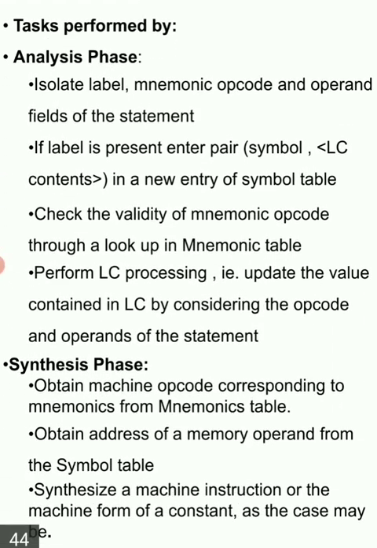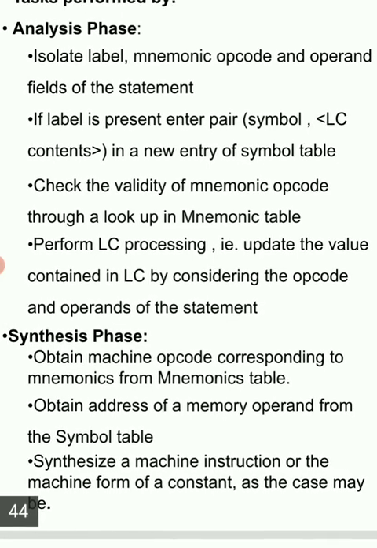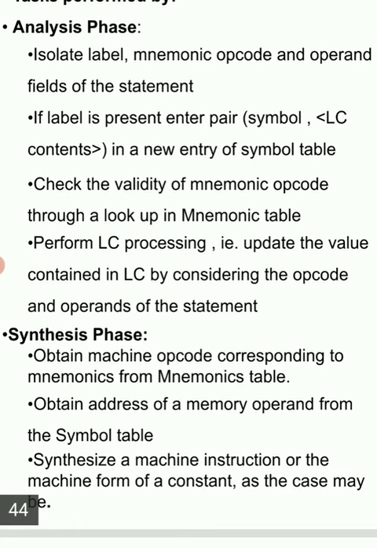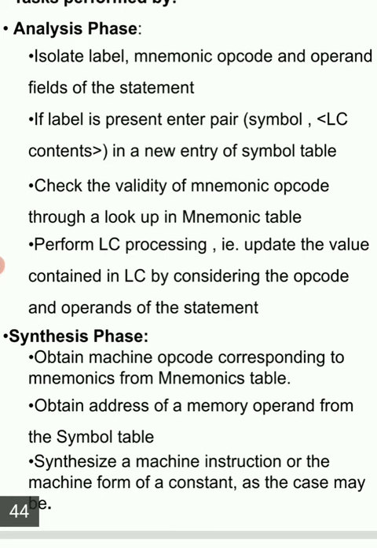So here we can see assemblers. When we want to do analysis of a source program, it will isolate the label, mnemonic opcode and the operand field of the given statement. And if a label is present, enter the pair. It means we write in brackets the symbol, less than, greater than, and in between we write the LC content, as a new entry in the symbol table.